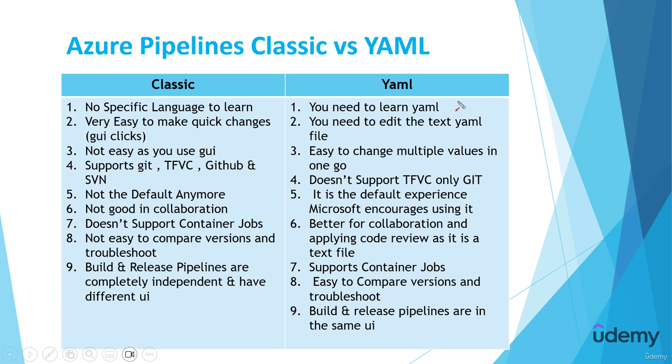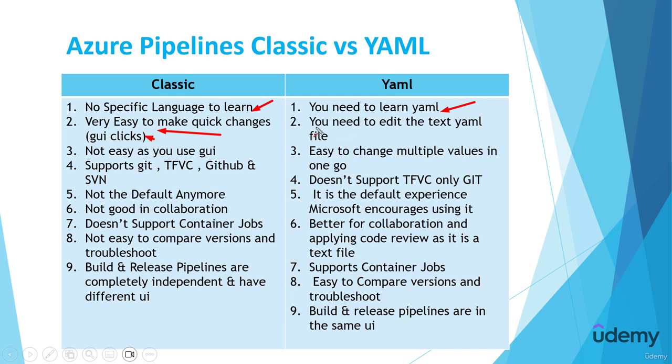Before using the YAML pipelines, you should know how to write a YAML file. So you should know the syntax of the YAML files. You should learn it. But in classic pipelines, you don't need to know any specific language. It's only a GUI editor, a couple of clicks, and then the pipeline works. So it's the first difference. And also it's so easy to make a quick change in the classic pipelines. It's just a GUI clicks.